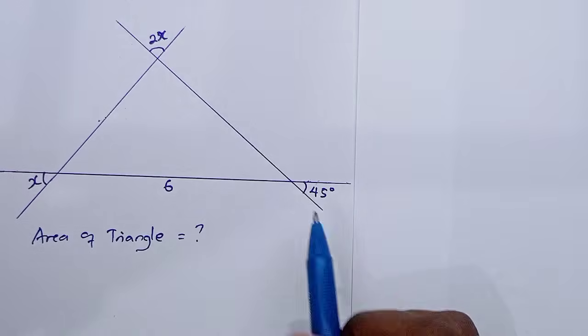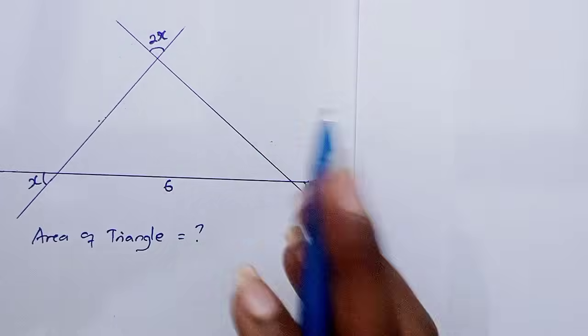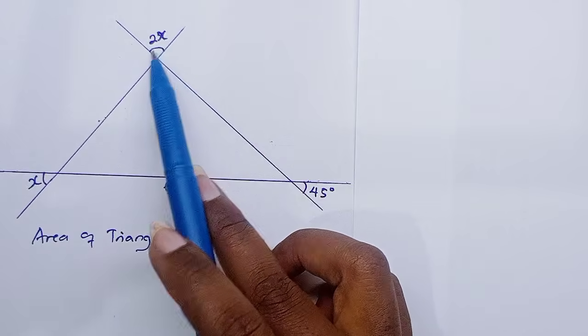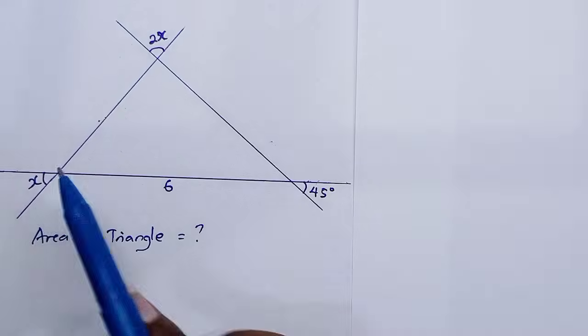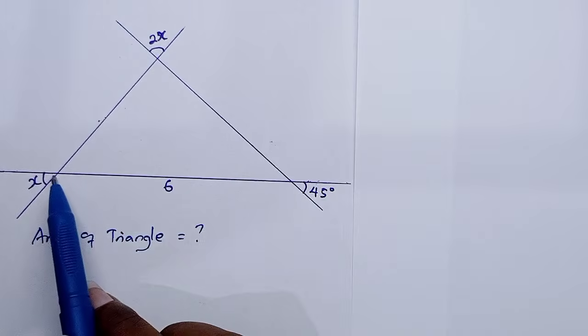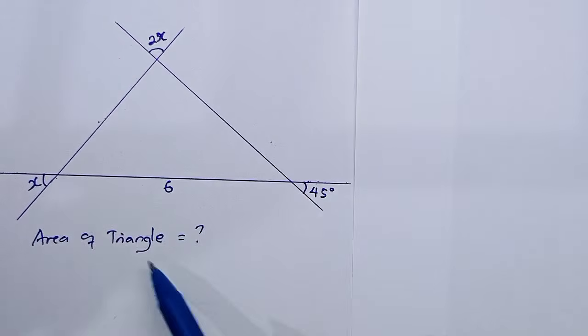We have been given this figure, and it's a triangle which has extended lines, and this outer angle at this point is 2x. This angle here is x, and this angle is 45 degrees, while from this point to this point is 6 units. So with that, what is the area of the triangle?